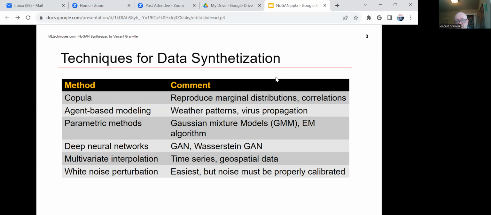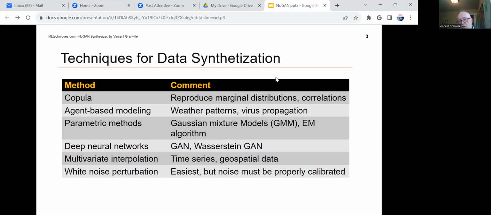There are parametric methods. You probably have heard about Gaussian mixture models. That's one of them. Deep neural networks is the big popular technique used everywhere in generative AI, because the generation of synthetic data is generative AI, it's Gen AI. Typically you have generative adversarial networks, GAN, and then a bunch of techniques related to GAN, like Wasserstein GAN, which is supposed to work better than GAN, or conditional GANs.